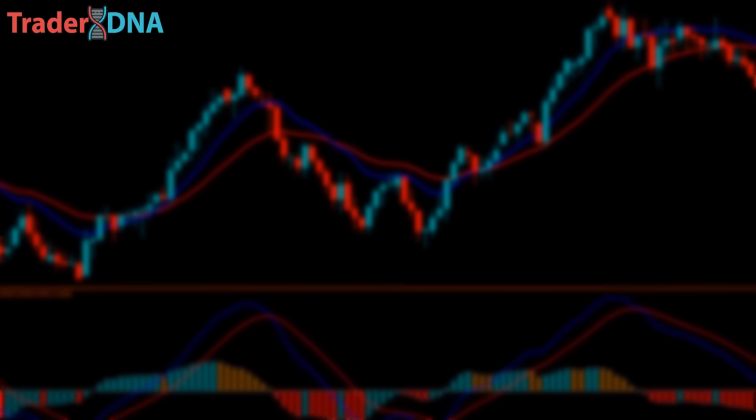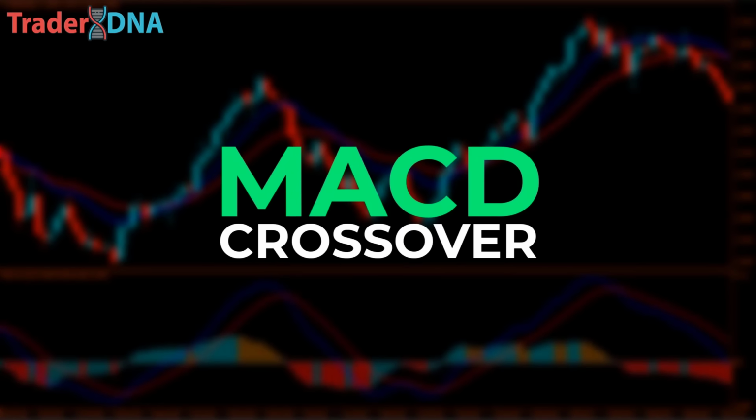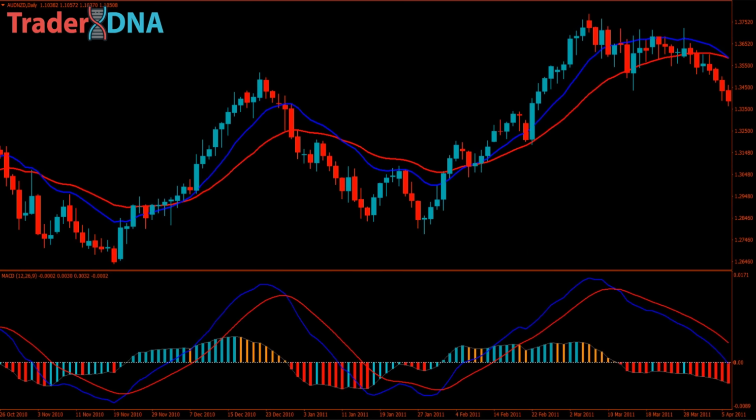One of the most effective ways to use the MACD is by trading the MACD crossover. While this method might seem similar to a traditional moving average crossover, there are some critical differences that give the MACD an edge. Let's break it down.